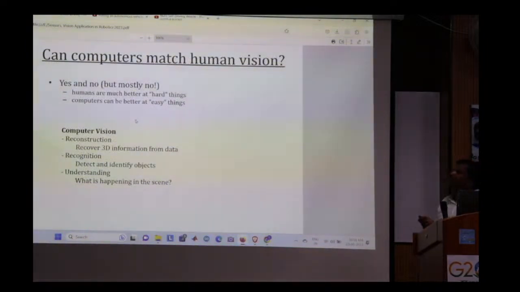Then, can a computer match human vision? So truly speaking, yes, but no also. See, the answer is yes and no, but mostly no.